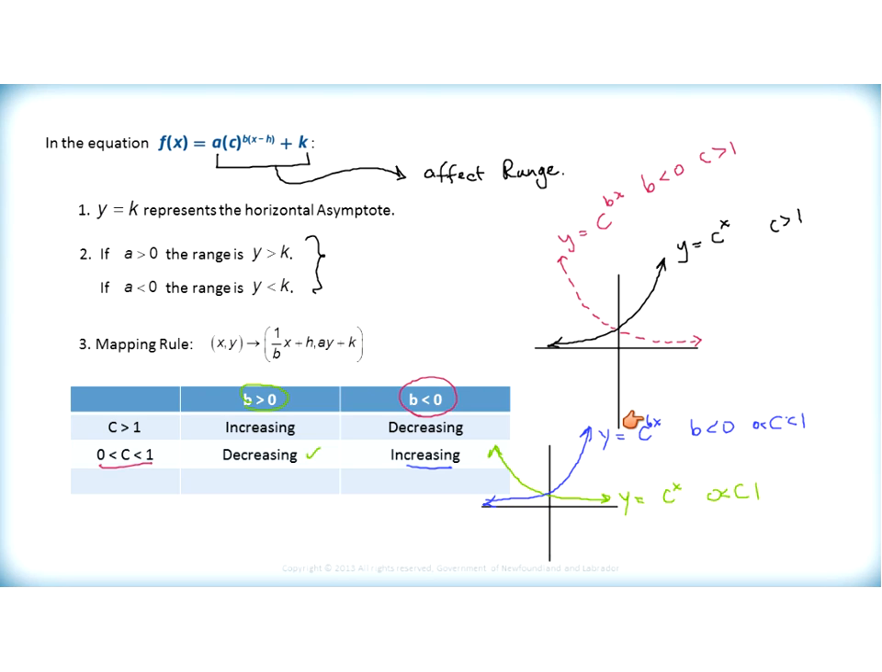You need to look at the base and you need to look at the value of b. It's going to be increasing if b is positive and if c is greater than 1. If c is positive, but yet b is less than 0, it actually becomes a decreasing function due to the reflection. And the same is true with your decreasing function becoming an increasing function with the reflection.